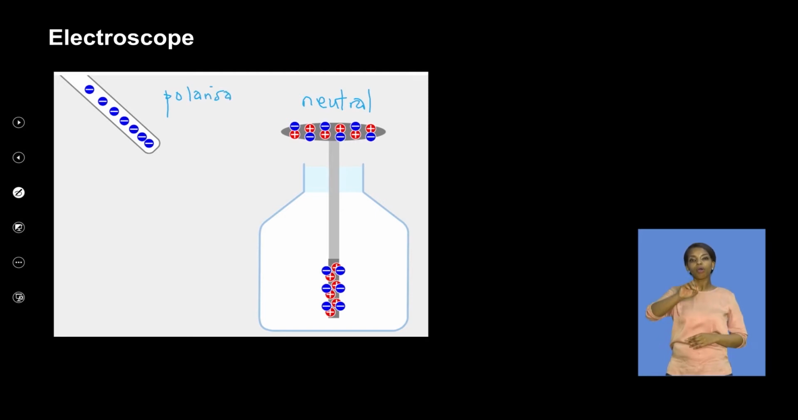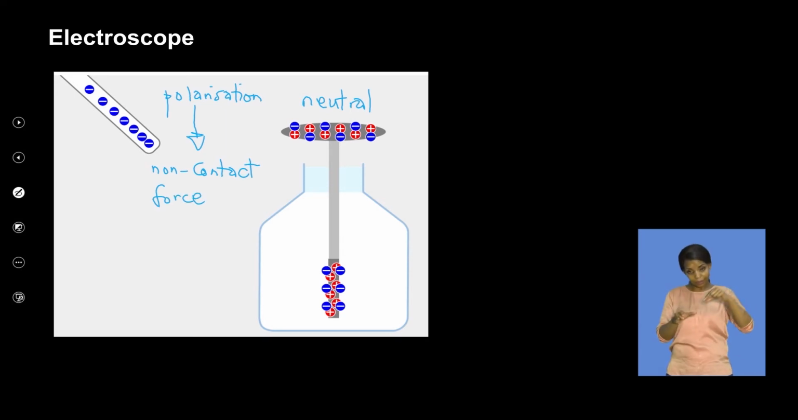Right? There is polarization. Remember, if we don't make contact, the field forces or the non-contact forces actually act on these charges. And polarization is due to non-contact forces, all right? Okay, so non-contact means the two materials must not be in contact with each other for them to actually exert a force on each other, okay?